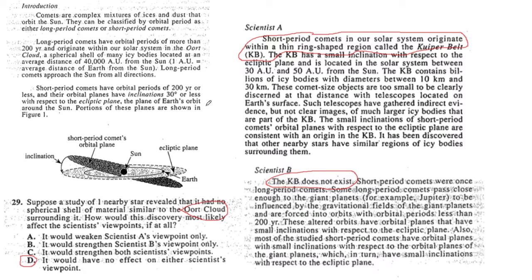Alright, and since we have that information, we're able to move on to comparison questions like these, like number 29. Suppose a study of one nearby star revealed that it had no spherical shell of material similar to the Oort cloud surrounding it. How would this discovery most likely be affecting the scientists' viewpoints, if at all? So just from reading the first couple sentences from Scientist A and Scientist B, you know that their whole argument is not based around the Oort cloud at all.